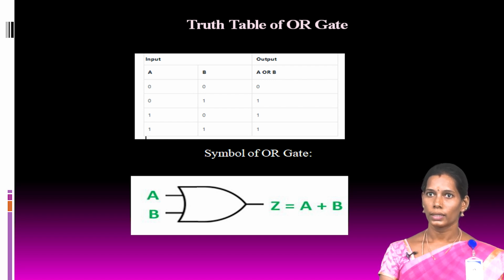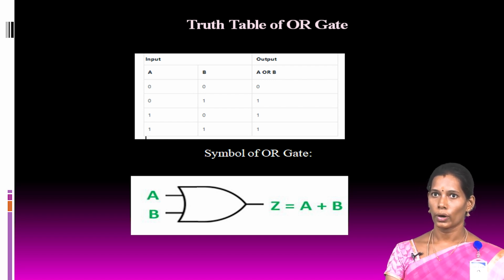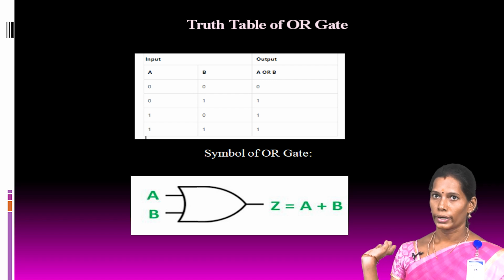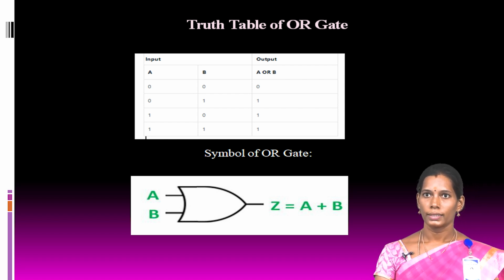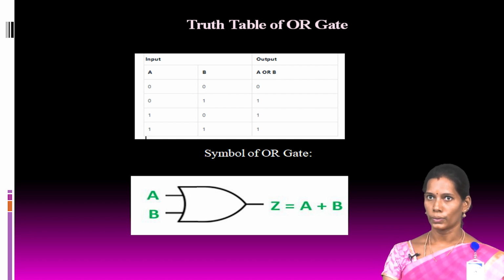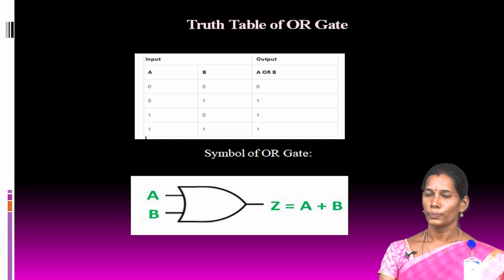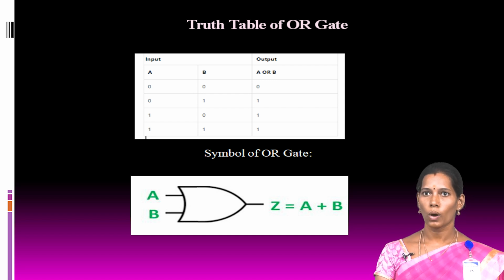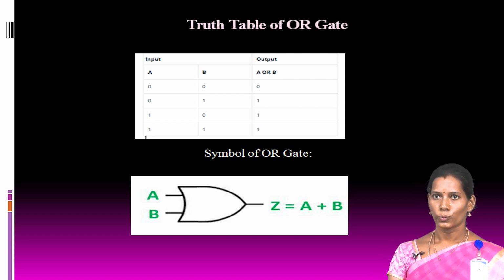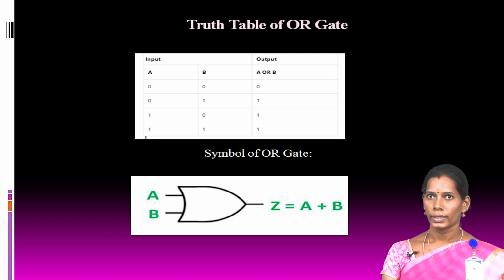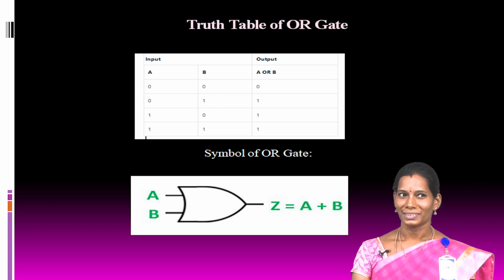The following is the truth table of the two input OR gate. There are two inputs: the first one A and the second input is B. They produce the output A or B. 0 and 0 produce the output 0. Input 0 and 1 produce the output 1. Input 1 and 0 produce the output 1. Input 1 and 1 produce 1.